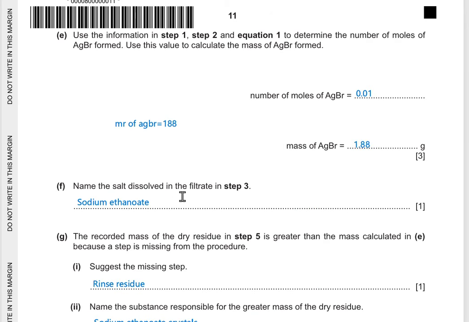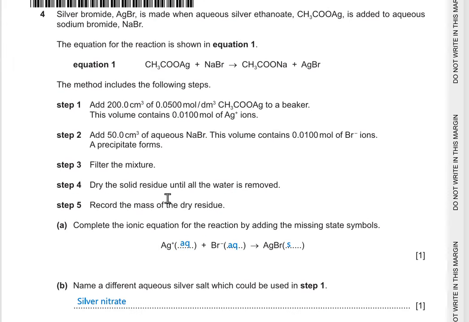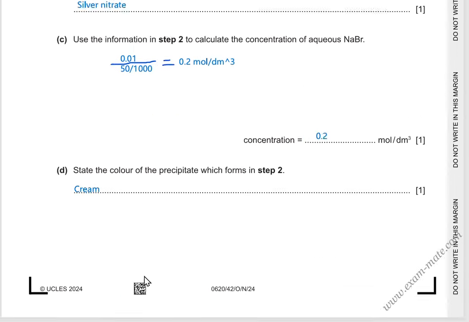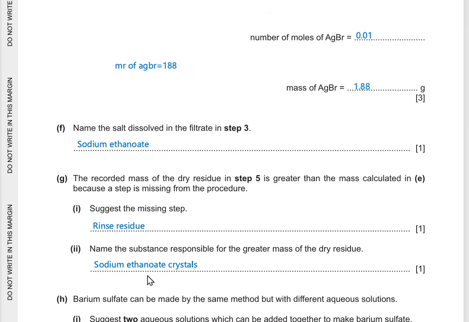Name the salt dissolved in the filtrate in step 3. There must be two compounds actually made, but they just gave us this. This is the ionic equation, and the ionic equation only gives the important part, what really happens, not the spectator ions or spectator molecules. So it's going to be sodium ethanoate.